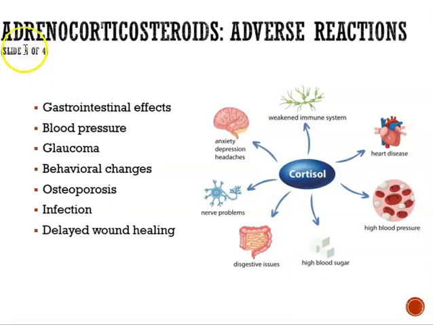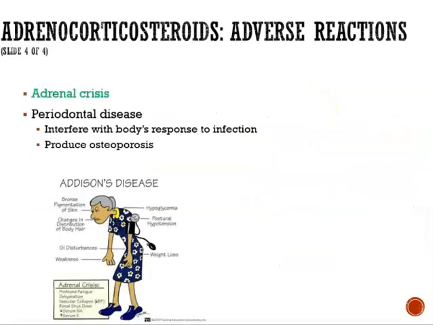So again, when we're taking any drug that has adrenocorticosteroids, that produces cortisol, it can affect our stomach, it can increase our blood pressure, it can impact our vision, it can cause us to be anxious, depressed. It can actually cause osteoporosis. It can weaken our bone as well. We're more prone to infection because we tend to get more sick because of the weak immune system, and delayed wound healing. But because of our weak immune system, we don't heal as well. Our immune system gets suppressed.